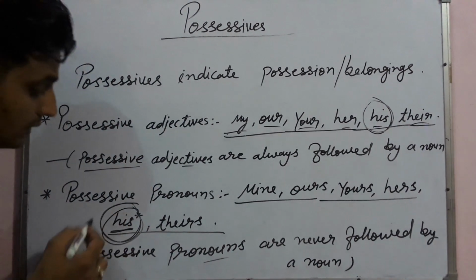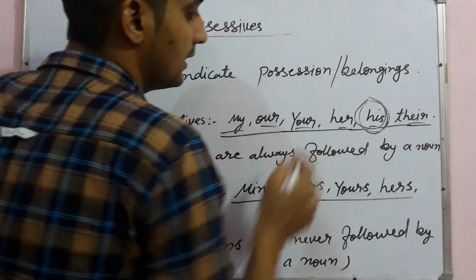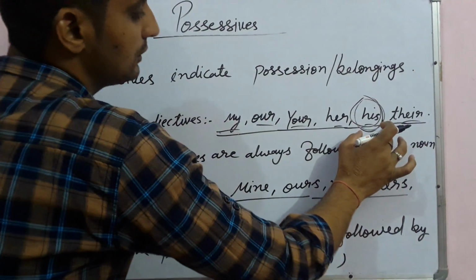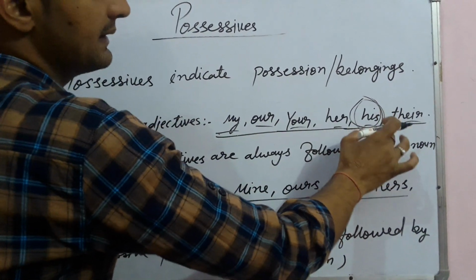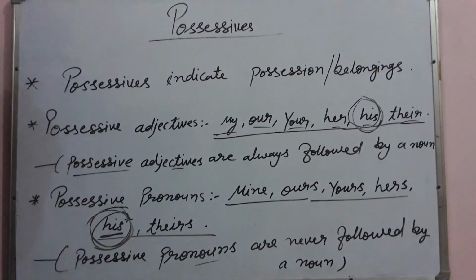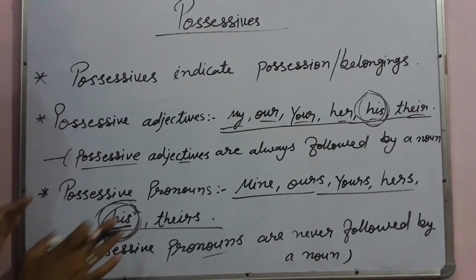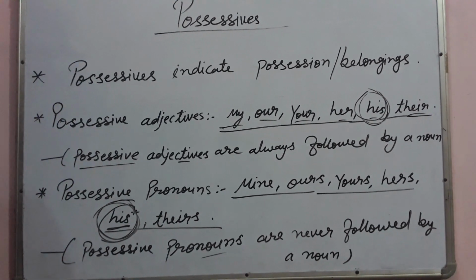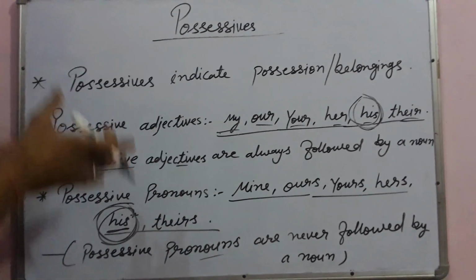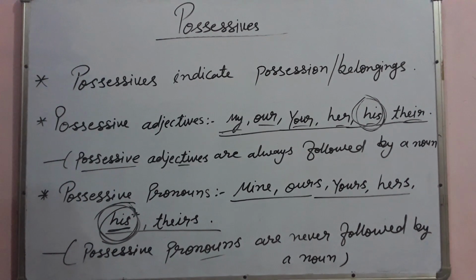His is same in both categories according to form. If his is followed by a noun, you can say it is possessive adjective. If his is not followed by a noun, you can say it is possessive pronoun. So dear students, I think now you have cleared possessive. What is the use of these all words?